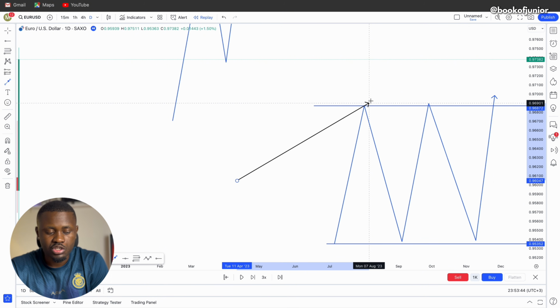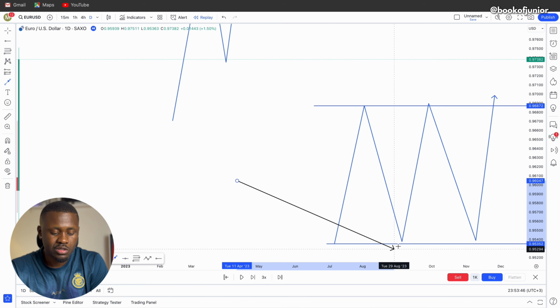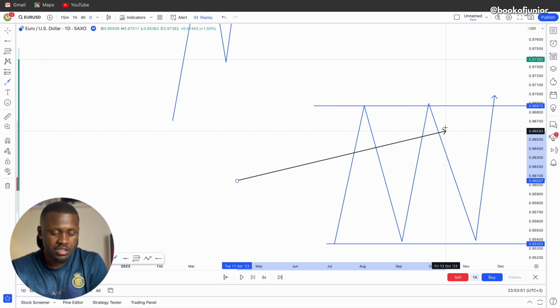So one of the main things that you have to look out for at this point are the reversal candles. Here look out for reversal candles to the downside, and here you look out for the reversal candles to the upper side. You see, so here we sell, here we buy, here we sell, here we buy.